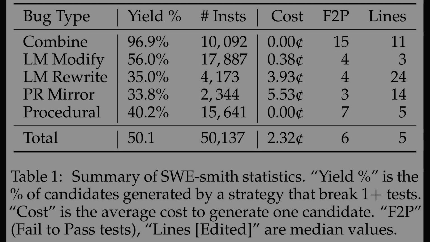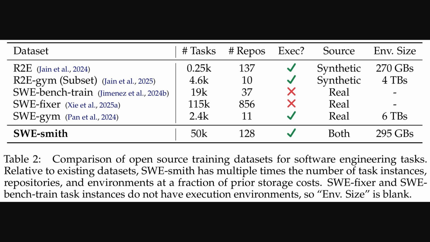The table also mentions fail-to-pass tests, or F2P, which indicates how many tests failed, then passed, giving a sense of task complexity. Alright, now this next table really puts SWE-smith's contribution into perspective by comparing it with other existing datasets. We can see SWE-smith provides a substantial 50,000 task instances sourced from 128 different code repositories. And crucially, unlike some datasets that lack them, SWE-smith includes those vital execution environments. What is really striking here is the environment size. Just 295 gigabytes for SWE-smith compared to terabytes for others that also provide these environments. This clearly shows a huge improvement in efficiency.